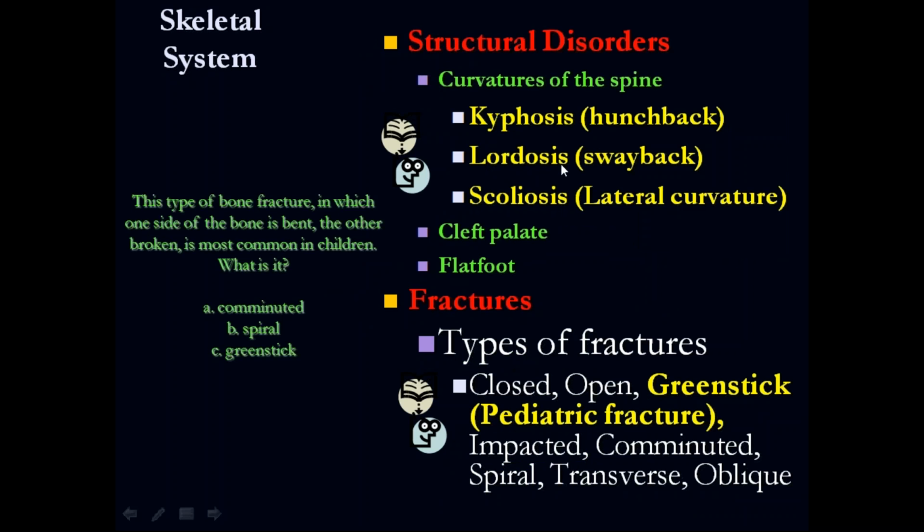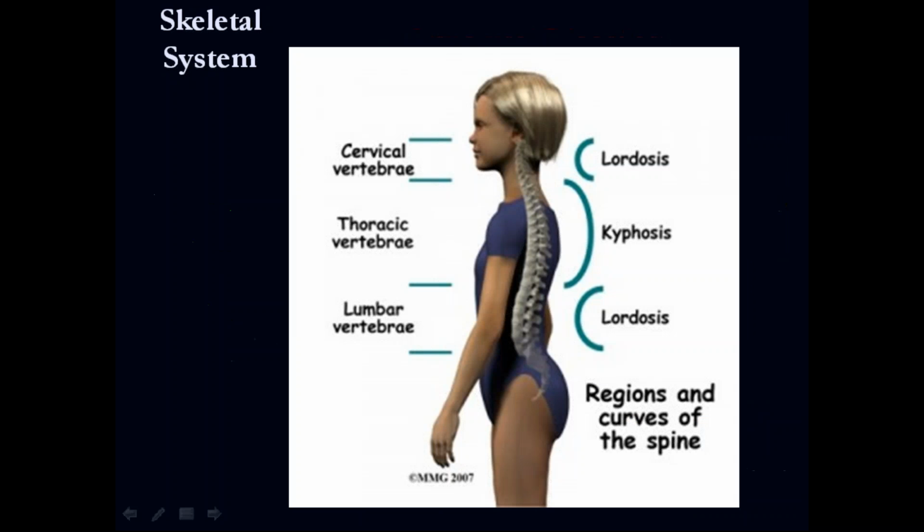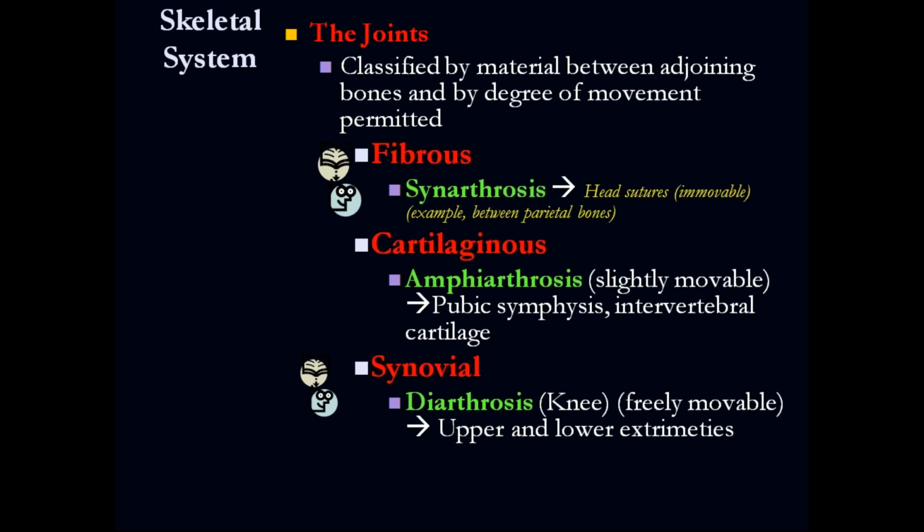Kyphosis, hunchback, lordosis, swayback, scoliosis, lateral curvature. We need to remember that greenstick pediatric fracture is the most common in children.